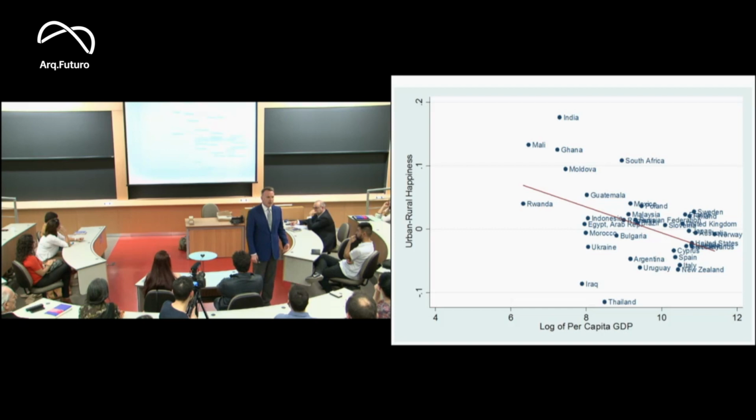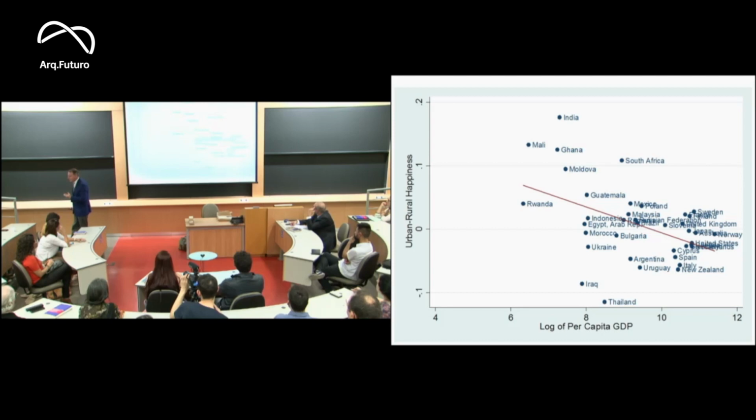When we look at self-reported life satisfaction, how happy people are with their lives, when we look at this in the wealthy world, we see no difference. What you're seeing here is income along the horizontal, and along the vertical is the difference in self-reported happiness between urban and rural areas. So zero means it's exactly the same. People in the country and people in the city say they're equally happy. Down here, people in the country say they're happier. Up here, people in cities say that they're happier.